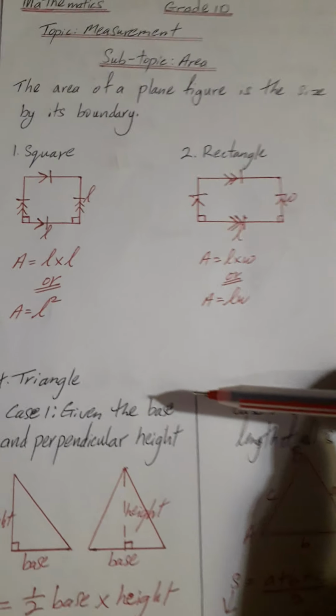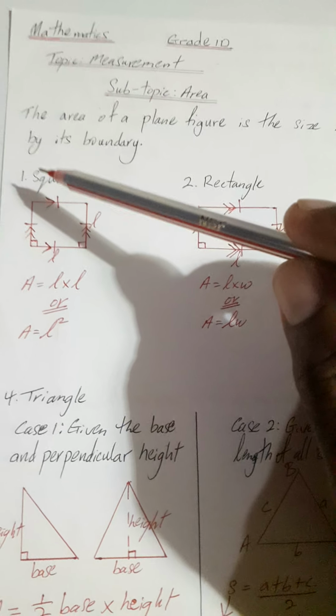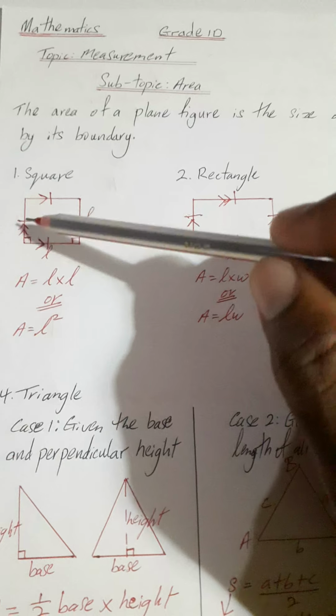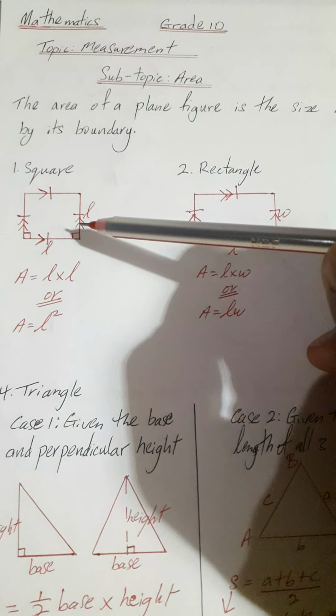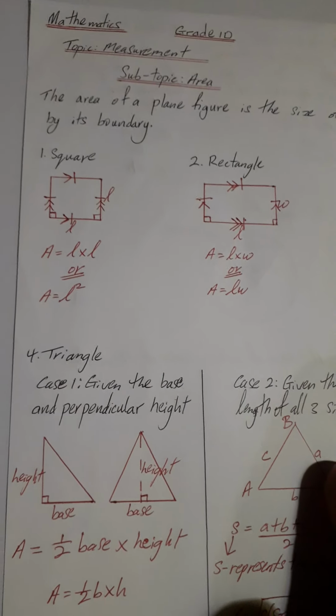The last time we looked at perimeter, we understood that perimeter is the total distance around a plane figure, while area is the size of its surface enclosed by its boundary. So we are looking at the inner part. That's area. So an example of how area is useful.